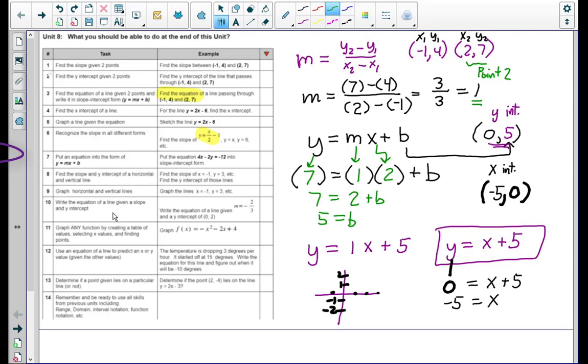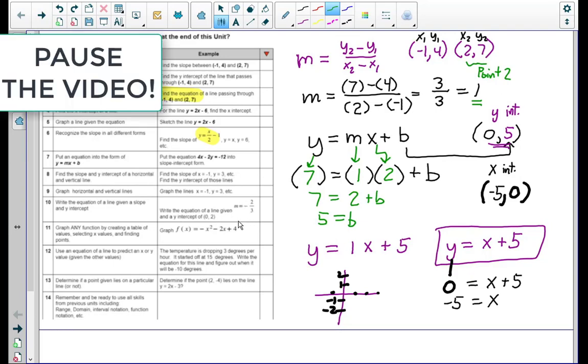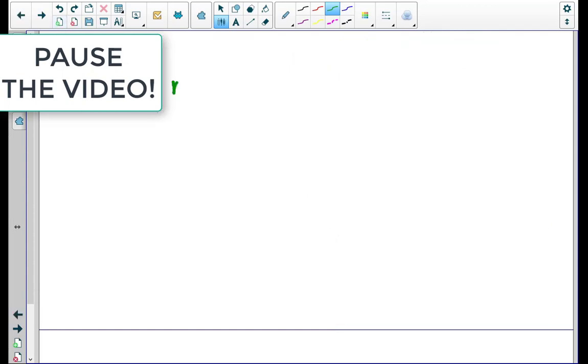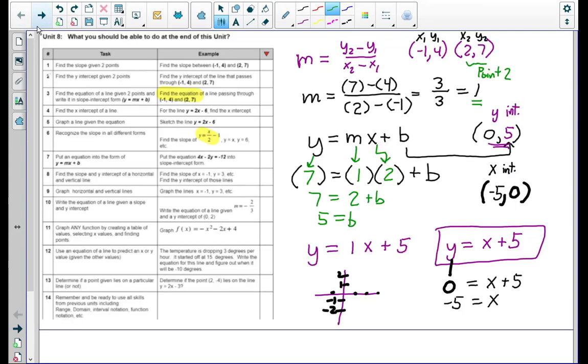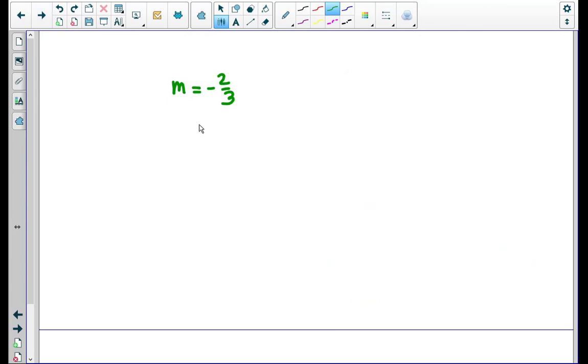Number 10, write the equation of a line given a slope and a y-intercept. We've already done this too, but we're going to do it anyway. M equals negative 2/3, and the y-intercept is 0, 2. If you want to pause the video and try this yourself, then when you're done, unpause the video. So M equals negative 2/3, and the y-intercept is 0, 2.